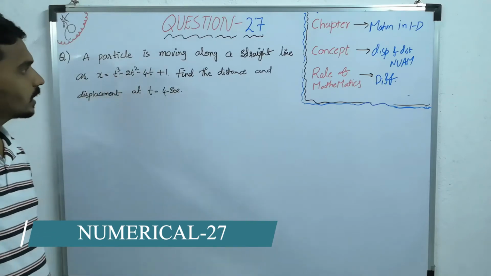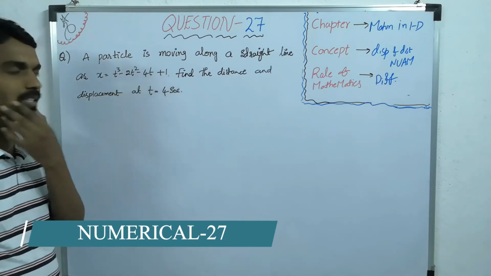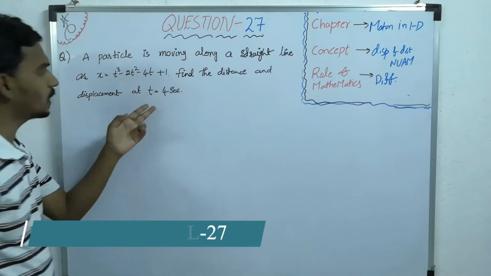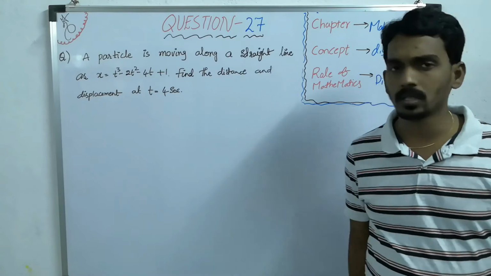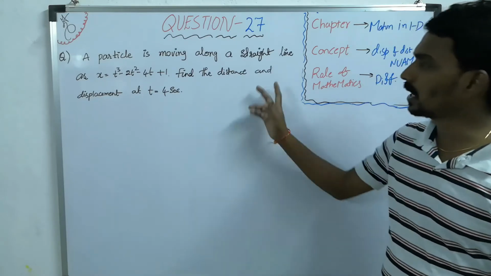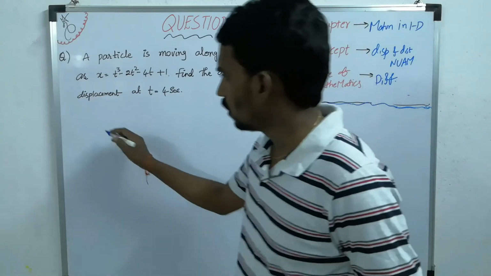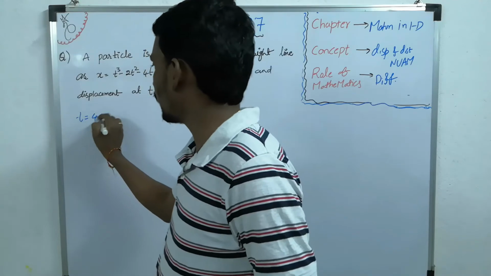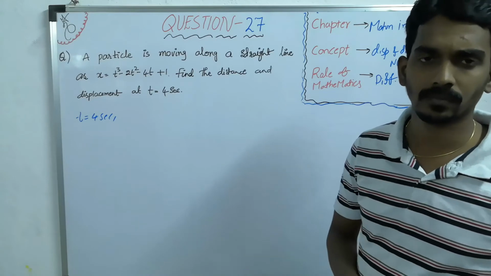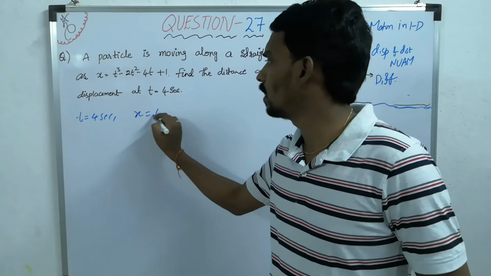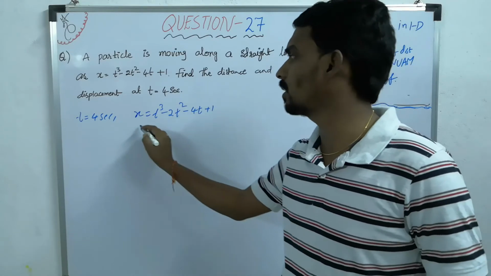A particle is moving along a straight line as x equal to t cube minus 2t square minus 4t plus 1. Then find the distance and displacement at t equal to 4 seconds. So they are asking about the distance and displacement at t equal to 4 seconds. When you want to find displacement at any time, directly you substitute the given time. So x equal to t cube minus 2t square minus 4t plus 1. The given time is 4 seconds.